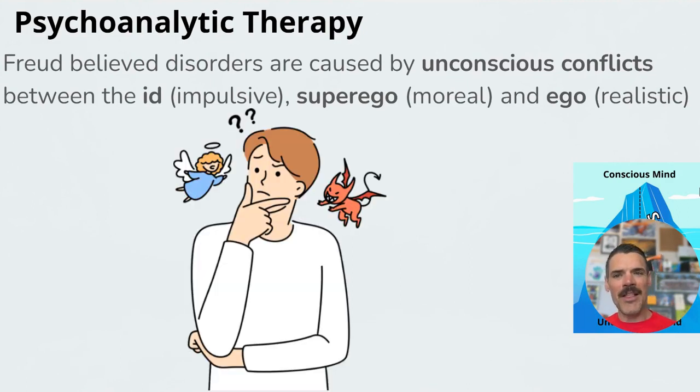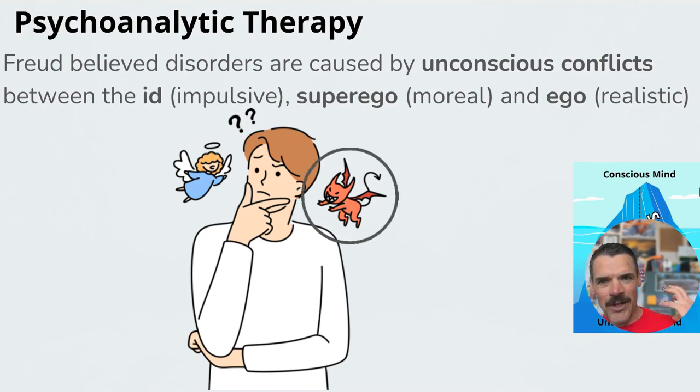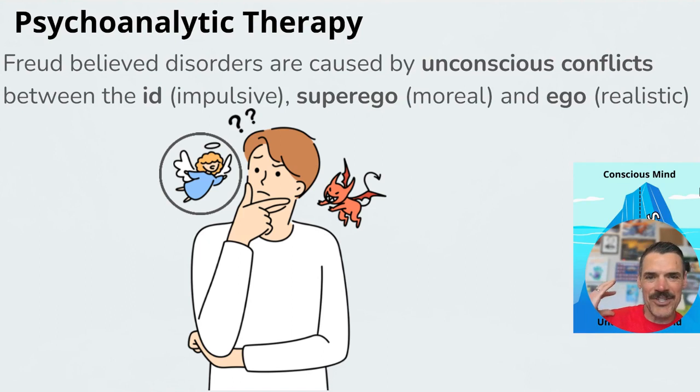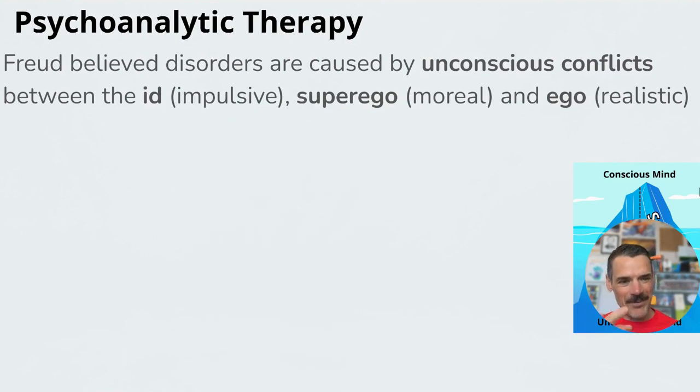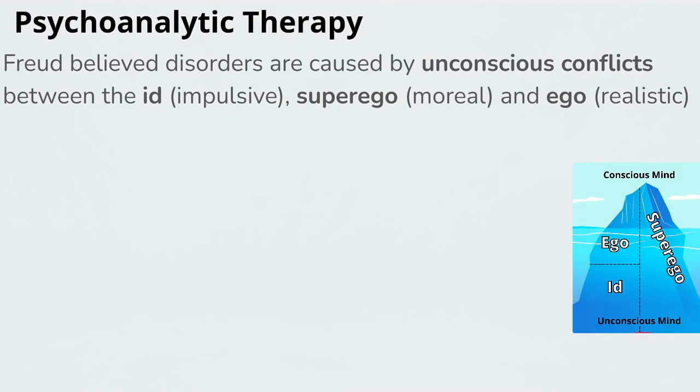So if you remember, the id is kind of like the devil, the impulsive side over here on your shoulder. The superego is like the angel, like the moral side over here. And your ego is kind of your brain trying to balance the two. You can see the pyramid right back here. There it is.